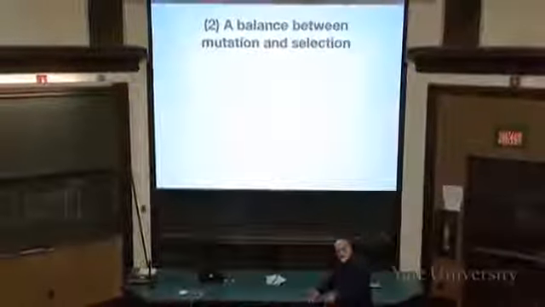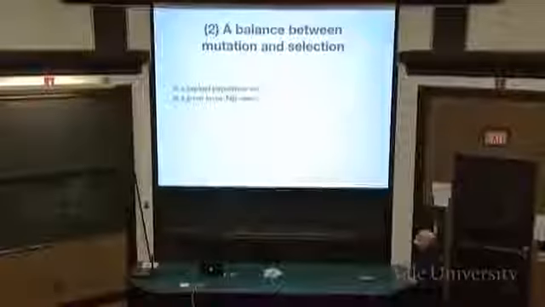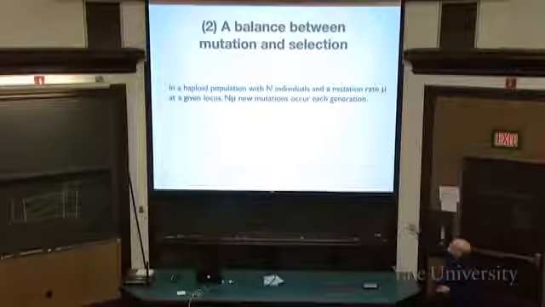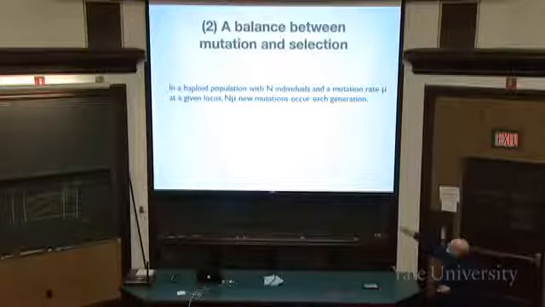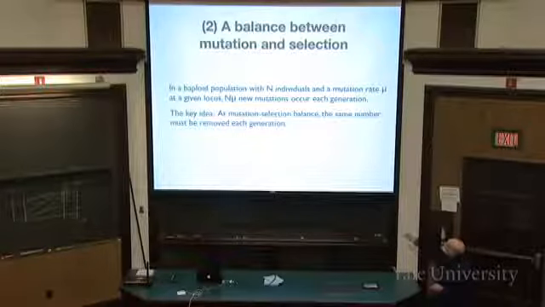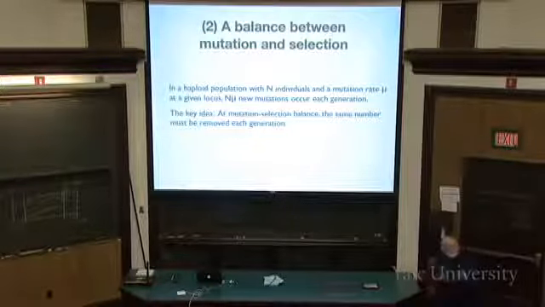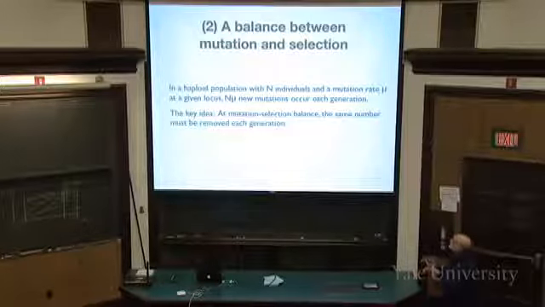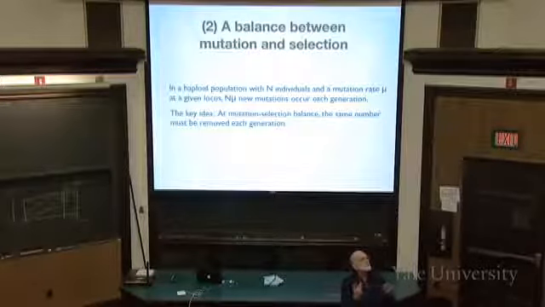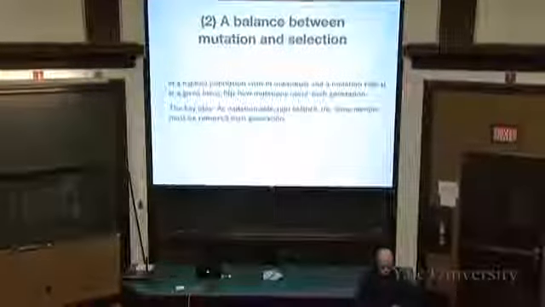Now, the second possibility for a mechanism that will maintain genetic variation is a balance between mutation and selection. Mutation brings things into the population, selection takes them out. So if we have a haploid population with n individuals, and we have a mutation rate mu, we're getting n mu new mutations each generation. The key idea is that if there is a mutation selection balance, then the number going in equals the number going out. That's what would keep this mechanism balancing the amount of genetic variation in the population.